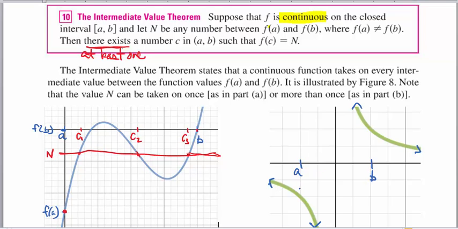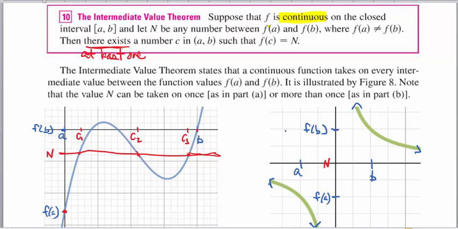Right? What's f of a? F of a is going to be right here, and f of b is going to be right here. But suppose I want to make my n be 0. Is there any c value in between a and b such that f of c equals 0? No, there isn't. Right?